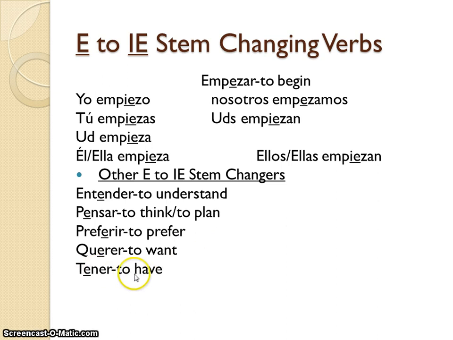Okay, tener, to have, that we've already discussed, but it's also a go verb. The yo form is tengo. And venir, to come, another go verb. The yo form is vengo, but then it's a stem changer after that.